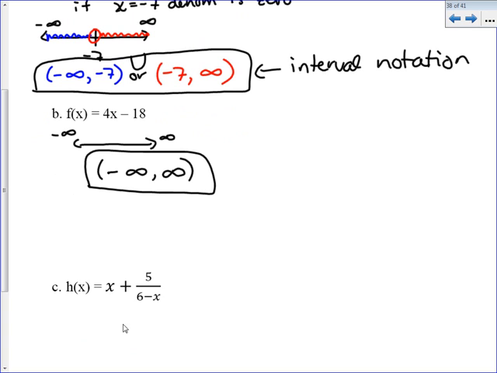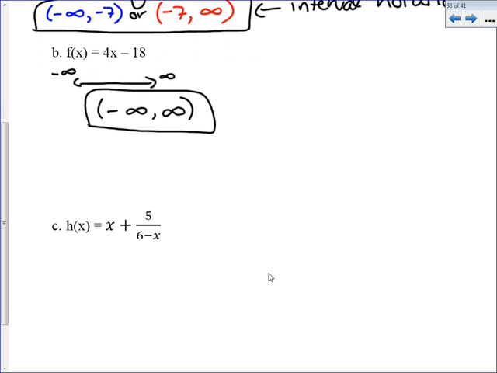In C, am I going to have any speed bumps? Am I going to have to cut anything out? Yes. What about that indicates to me that there's a problem, that I'd have to find a value that I have to cut out? It's the fraction. Now, fractions in general do not necessarily mean you have to cut out a value.